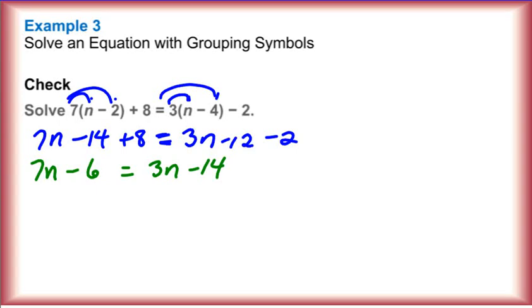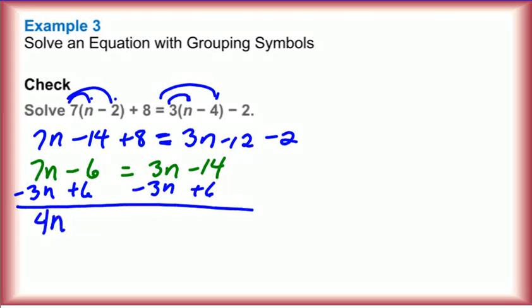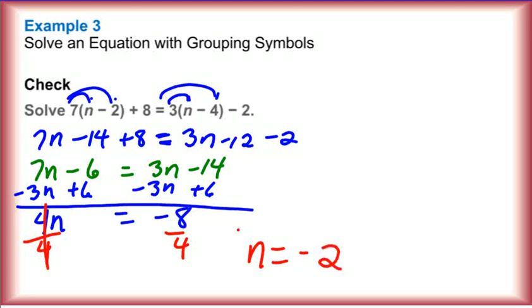Now to get all my n's to one side, I'm going to bring my n's to the left. So I'm going to subtract 3n. And I don't want this -6 here, so I'm going to add 6 to both sides. And I'm left with 4n equaling a -8. To get n by itself, I divide by 4 on both sides, and I'm left with n equaling a -2. Again, you can check your work by just putting -2 in for n and making sure that both sides are equal.